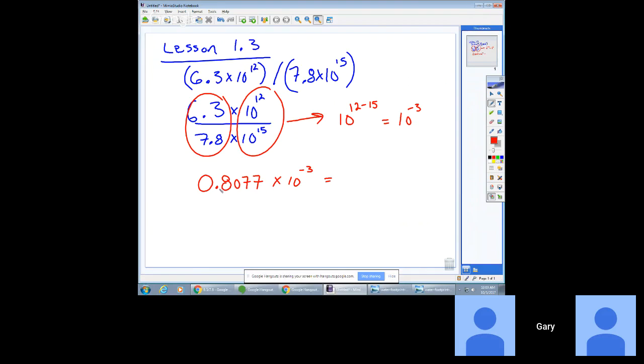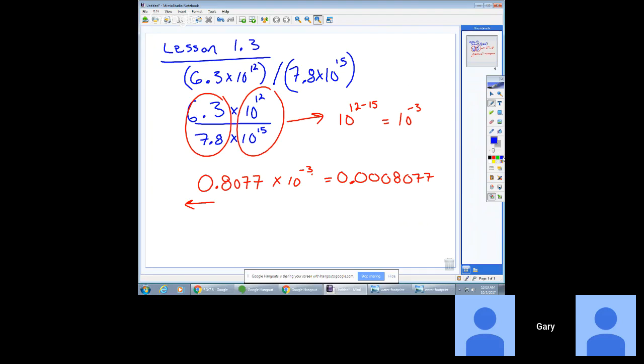the -3rd. What's that going to do to the decimal point? Move it left or right? Left. It's going to make it smaller because it's a negative exponent. Negative exponents means you're dividing by 10, so it's got to go that way. How many places? 3. So I'm going to have a 1, 2, 3, and then the 8077. Decimal point goes right there.